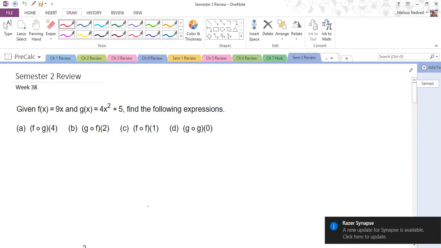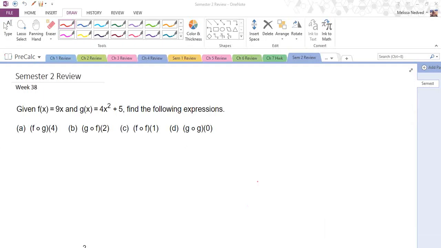Our first question here, we're looking at composite functions, and we're given 2 functions, f of x and g of x, and we're asked to find 4 different values. Remember, with composite functions, the big thing is that we work inside out. For part A, we want to find f of g of 4. Start by finding g of 4 and put that output in for the x component of your f function. So let's go g of 4.